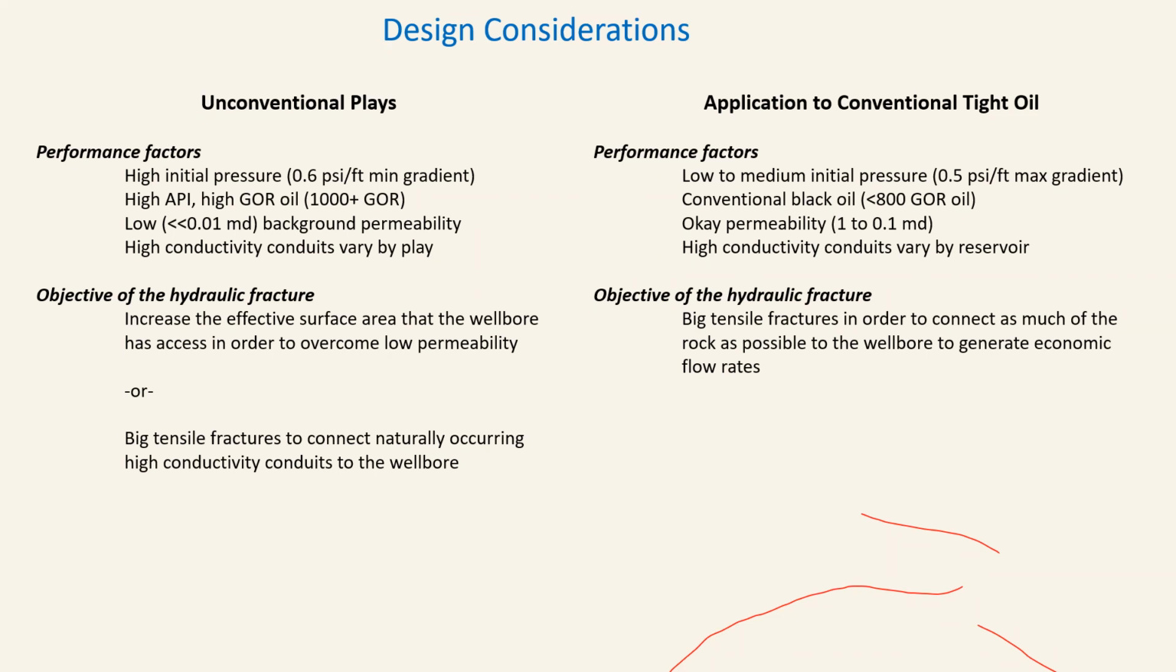And in both tight oil and unconventional plays, you can have natural fracture systems that have significant impacts on how they behave. So the advantage for tight oil is that you don't need this huge complexity like you do in unconventional plays, because your higher background permeability provides the same function as the complexity would in an unconventional play.